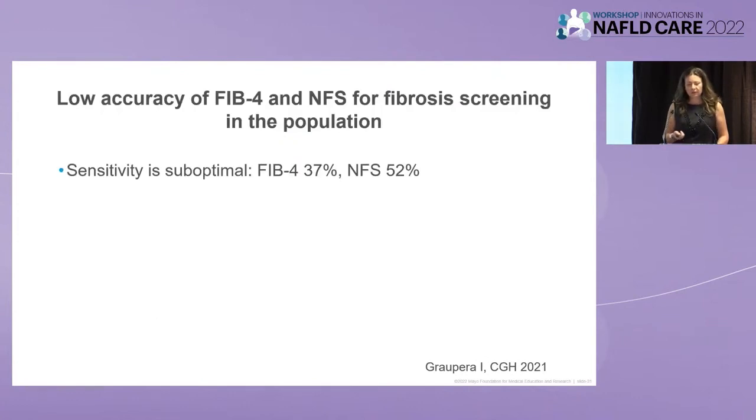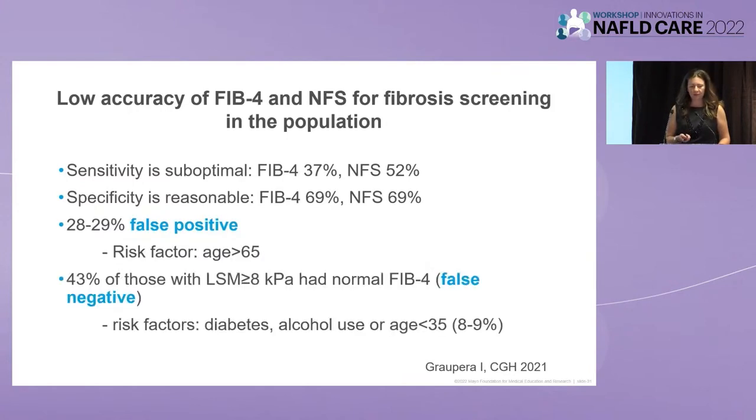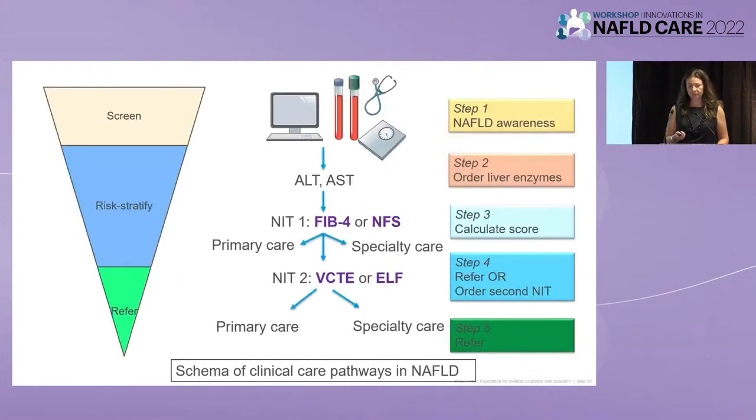So in this study, FIB4 and NFS had low accuracy in the general population. Again, the sensitivity is suboptimal. NFS was a bit better than this. Specificity is reasonable, I would say. Almost a third false positives because of age. 43% of those with fibrosis had normal FIB4, so false negatives. Who are those people? Diabetics, those with alcohol use, and young people. Again, risk factors, people that we do not want to miss in clinical practice.